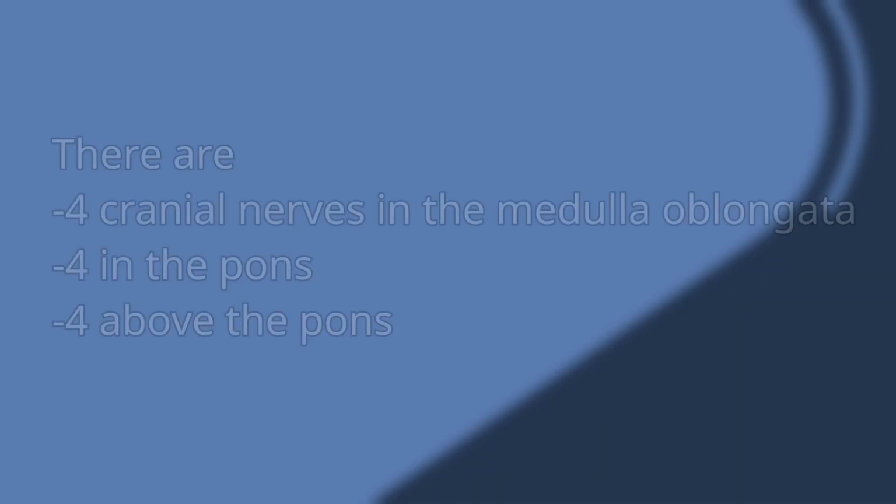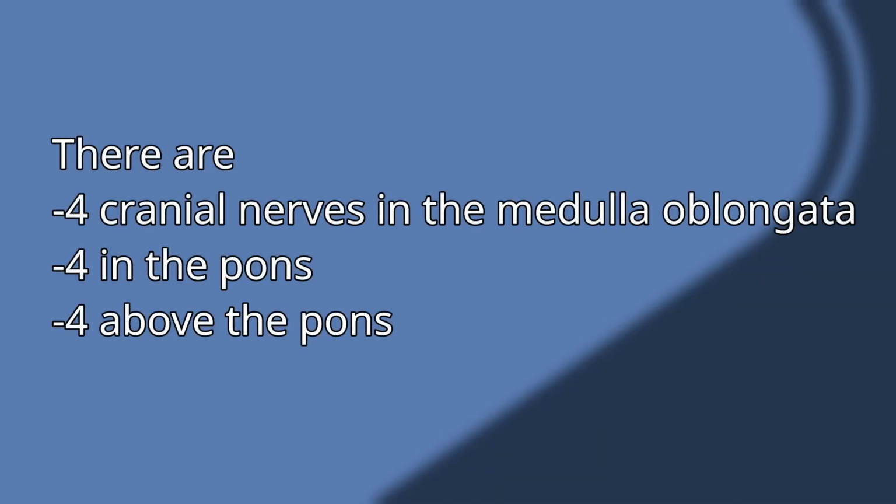Great, now let's move on to the final rules. These deal mostly with the vertical axis and have everything to do with the cranial nerves. Rule number 3 says specifically that there are 4 cranial nerves in the medulla oblongata, 4 in the pons, and 4 above the pons. This one is the easiest one to remember because it's fairly logical and it's very simple. You just need to remember that they go in a descending order.